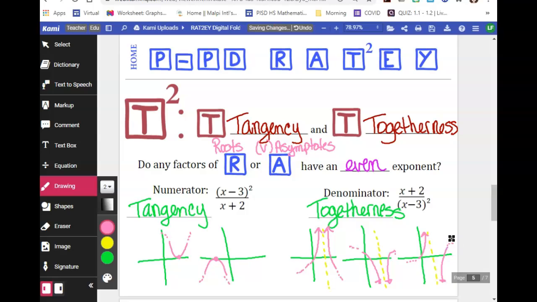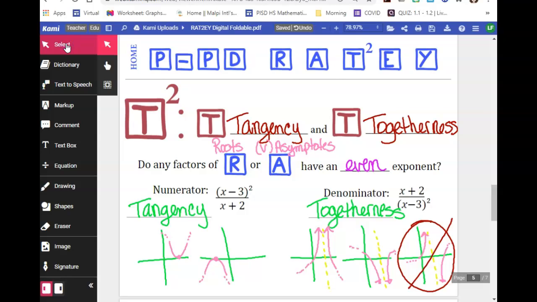Okay, so this is a big fat no. That's not togetherness. So this tells me, like, if my asymptote was at x equals 3, and this is squared, then we'll talk about whether it's up, up, or down, down, later on. But I know I would have togetherness at the very least. All right. So the T squared, tangency and togetherness.